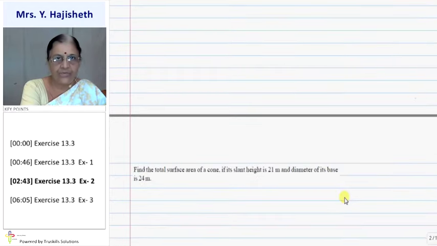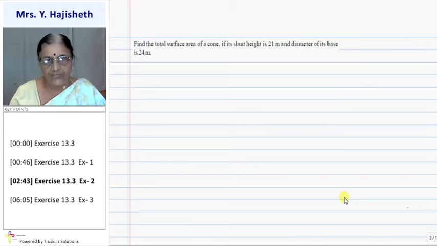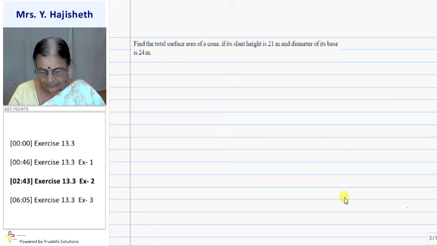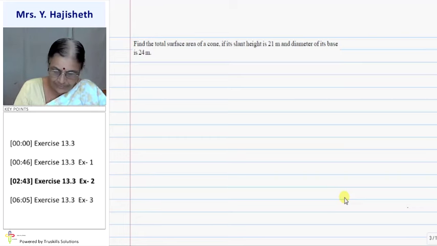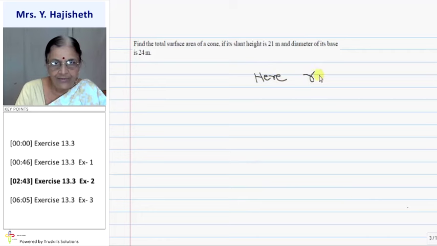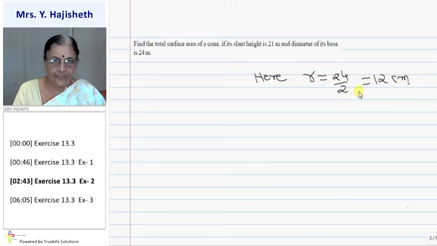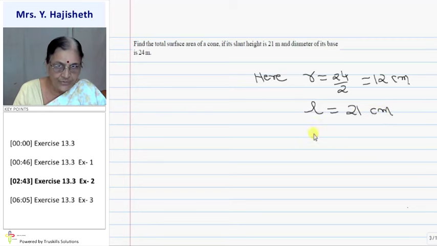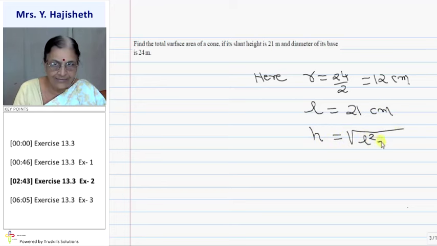Okay. Now second question is, find the total surface area of cone if the slant height is 21 centimeter and diameter of base is 24 centimeter. So here, what is given? Here, r is given 24/2, so 12 centimeter because diameter is 24. And slant height is given as 21 centimeter. But for total surface area, I should find out h also. For h, you should apply the formula: h square plus r square is l square. Put the value.